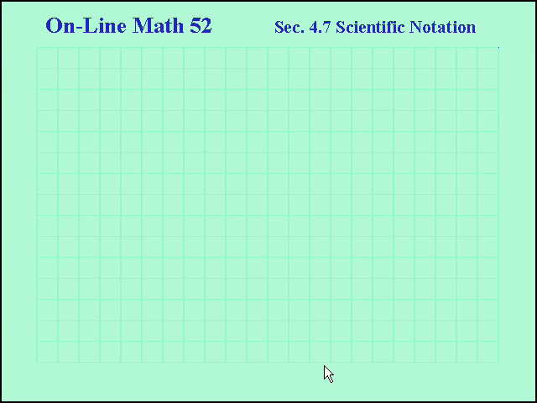Today we're doing section 4.7, scientific notation. And as the name implies, scientific, it's a notation of mathematics used a lot in the sciences for very large numbers and very small numbers.